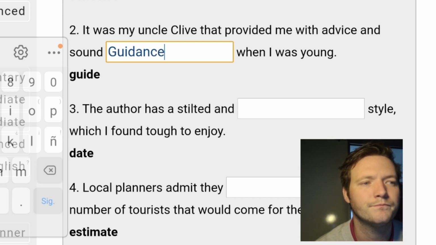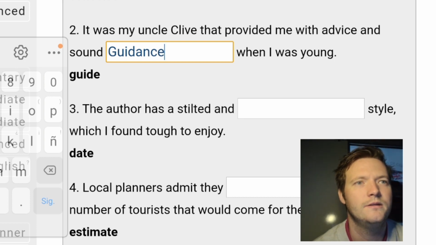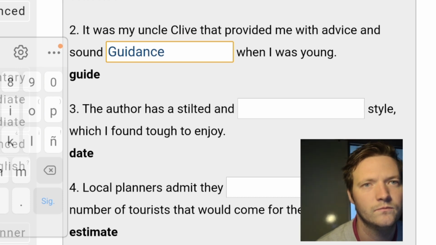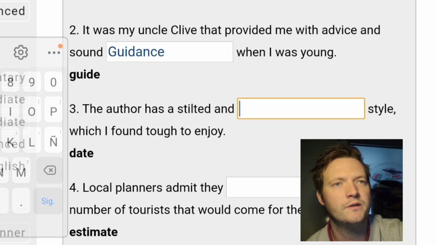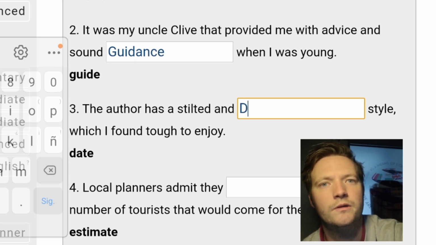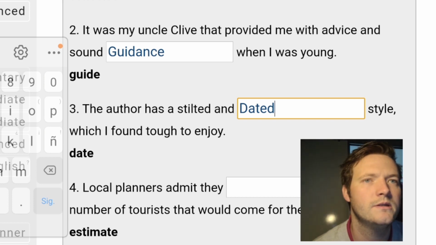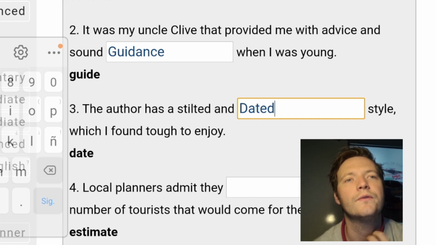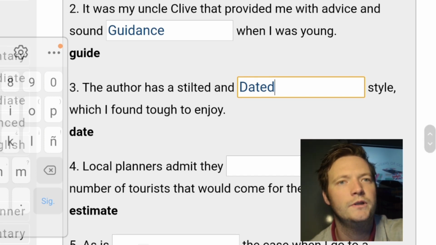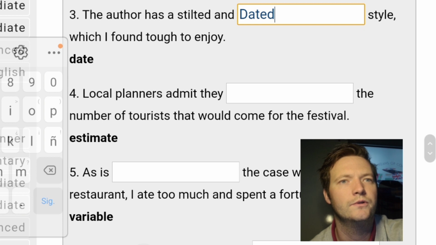Okay. The author has a stilted and dated style, which I found tough to enjoy. Yeah, when we say something's a bit old-fashioned, we can say dated. He has a stilted and dated style. Yeah, kind of an old-fashioned style, which he found tough to enjoy.